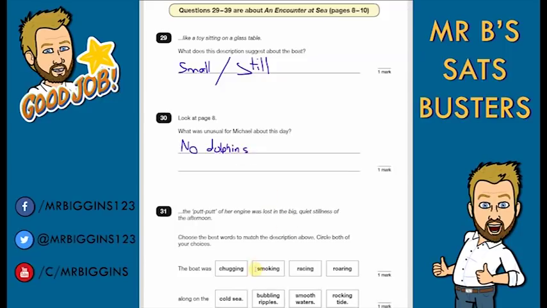Question 31. The put-put of the engine was lost in the big, quiet stillness of the afternoon. Choose the best words to match the description above. Circle both of your choices. So it says circle, don't tick or anything like that, to make sure we're doing what it's asking us to.